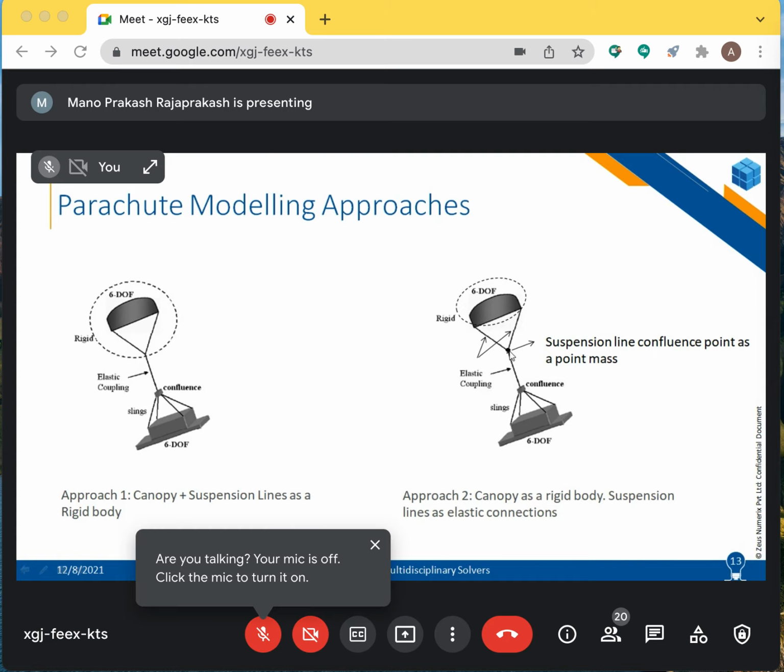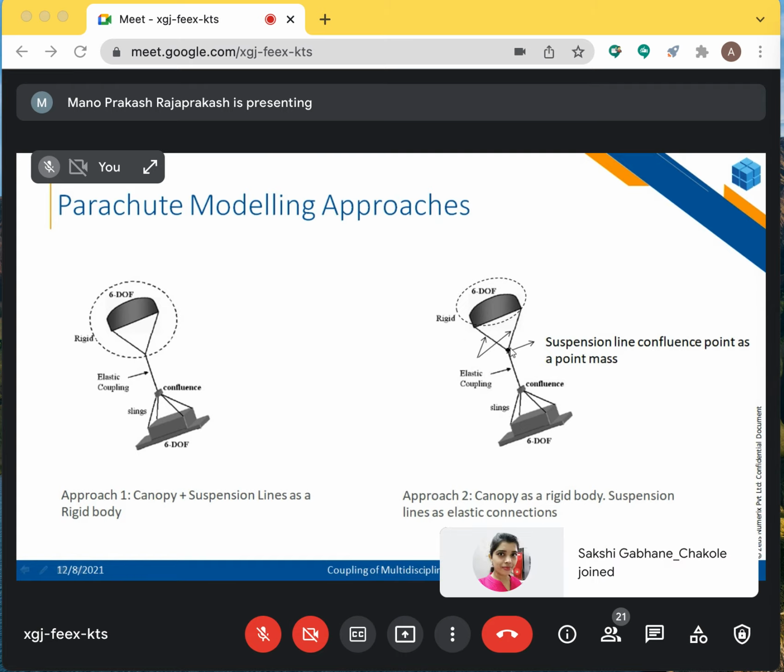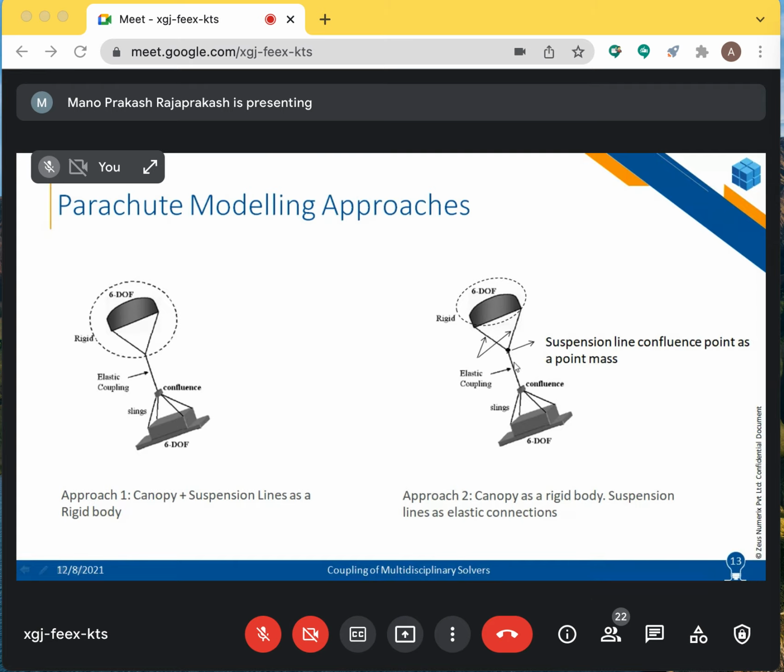And this point can be modeled as a point mass, where it can only have translational components without any angular component, so it can have a maximum of 3 degrees of freedom. Basically here we can represent the parachute as a two body system, where the canopy is one body and the confluence point is one body, and both are connected using these connections as we see here. So these are the two approaches. Now the user can decide which approach to go with based on his requirements. In the next slide I'll show you based on what requirements these decisions can be taken.